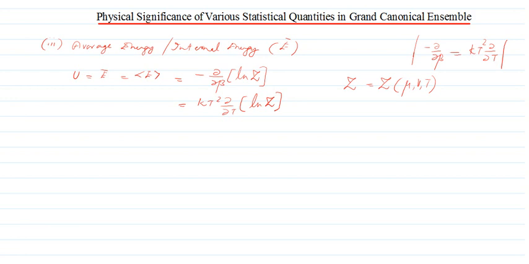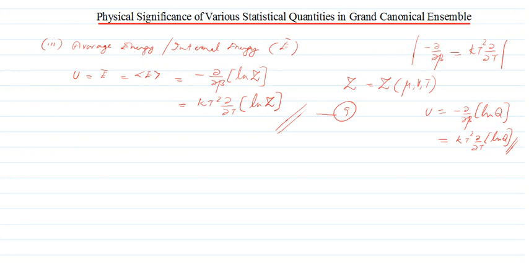Remember, this is the expression for the internal energy of the system, which we can call equation number 9. So the average energy, or internal energy, of the system in the grand canonical ensemble is equal to kT² ∂/∂T of log Z. Remember, the same expression we got for the canonical ensemble as well. There we got U is equal to minus ∂/∂β of log, in place of Z we wrote Q, and finally we wrote this as kT² ∂/∂T of log Q.